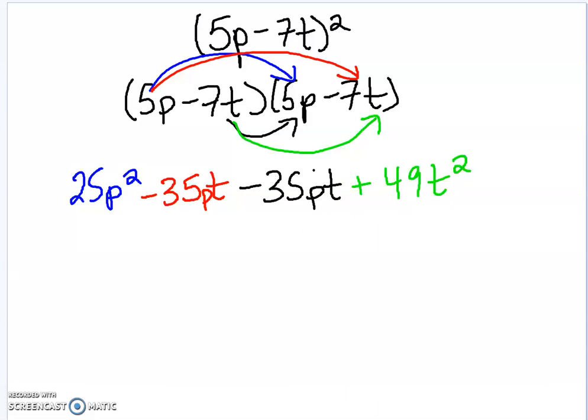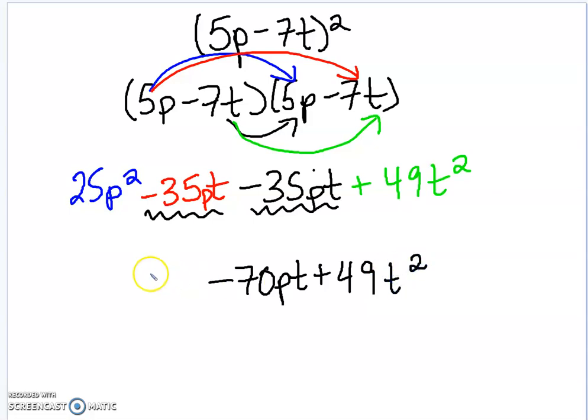So last step is to simplify if you can. So we have negative 35 pt's and another negative 35 pt's, so we have a total of negative 70 pt's. And those t squareds and those p squareds cannot be combined with anything else, so this is our final answer.